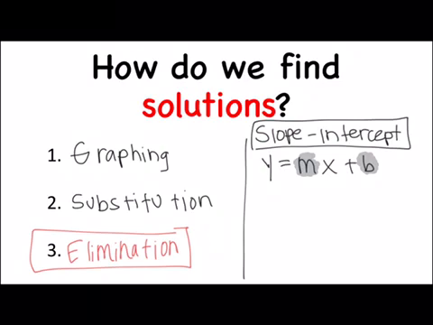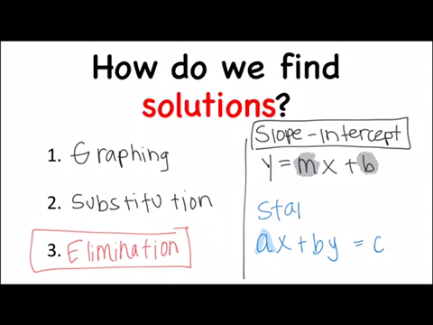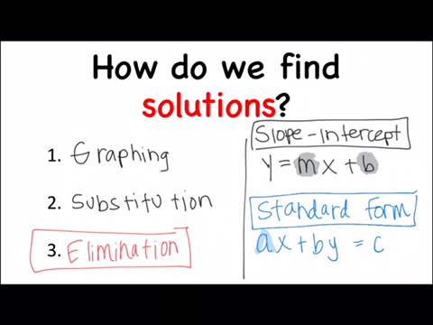Our other form is, which form is this? Standard form. Standard form is when the ax and the by, meaning the x part and the y part, are on the same side of the equals sign. So here is our equals sign, and you'll notice that the x part and the y part are on the same side. That's what defines standard form.